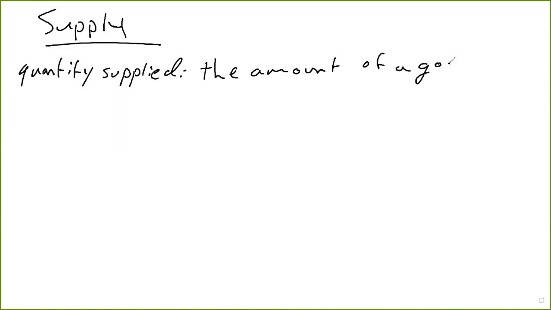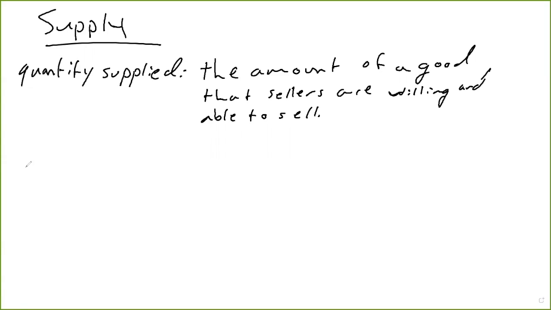So, first thing, a few definitions. The first is quantity supplied. And just like quantity demanded, the quantity supplied is the amount that sellers are willing and able to sell. And just like we have a law of demand, there's also a law of supply. And the law of supply is the opposite of the law of demand.